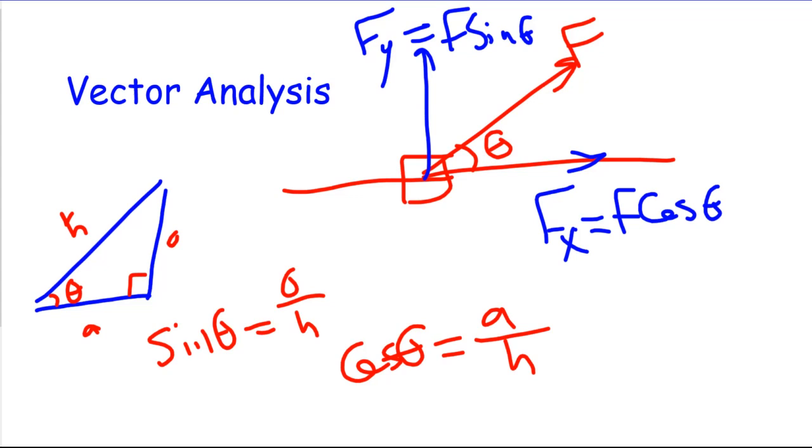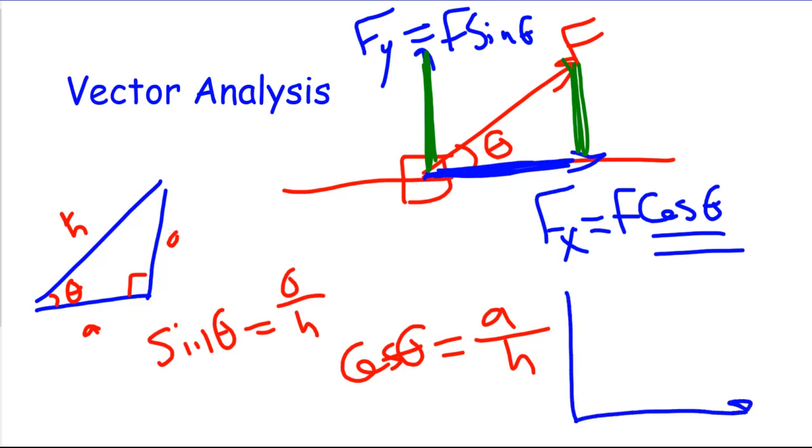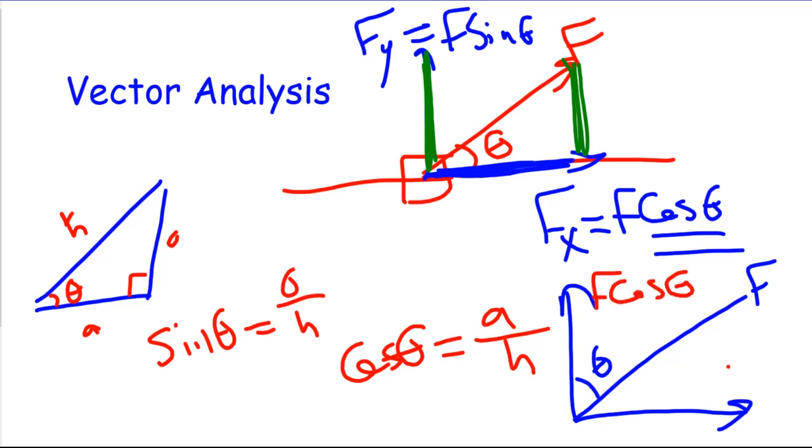So remember, if you have to find the vertical component, it is the opposite to the angle, so we take sine theta. If you need to find the horizontal component, we will take cosine as it is the adjacent to the angle. If we reverse the angle and say that theta is here, this force is going to be F cosine theta and this component is going to be F sine theta.